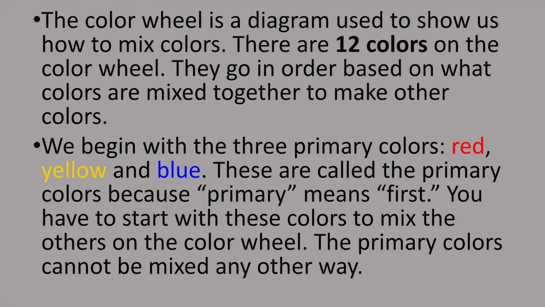There are 12 colors on the color wheel. They go in order based on what colors are mixed together to make other colors. We begin with the three primary colors, red, yellow, and blue. These are called primary colors because primary means first. You have to start with these colors to mix other colors on the color wheel. The primary colors cannot be mixed in any other way.